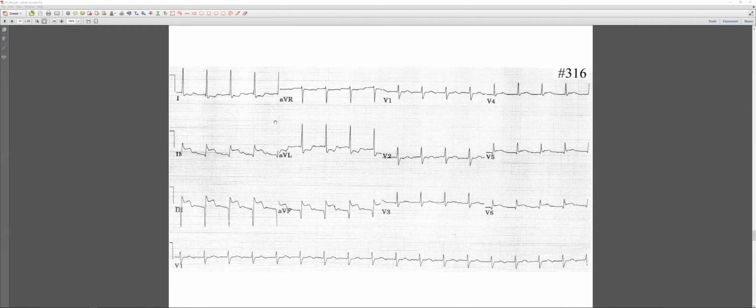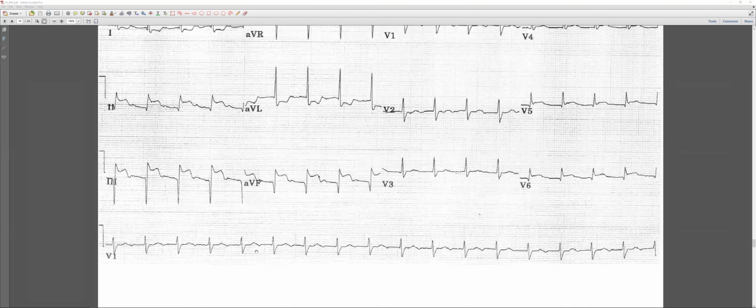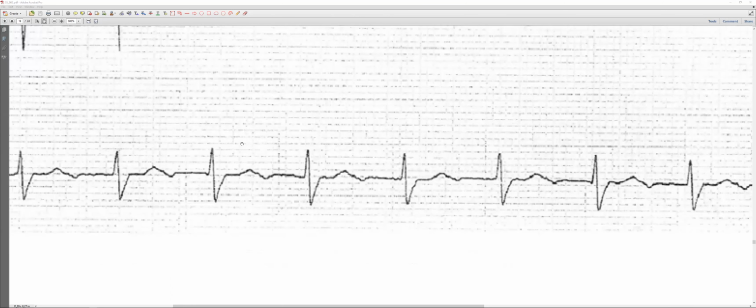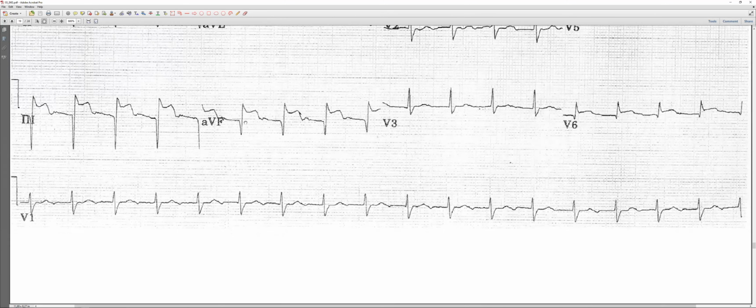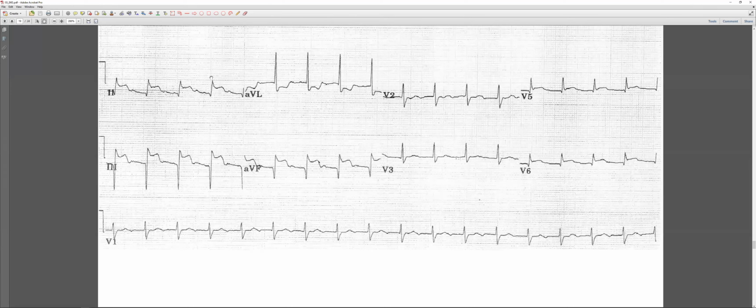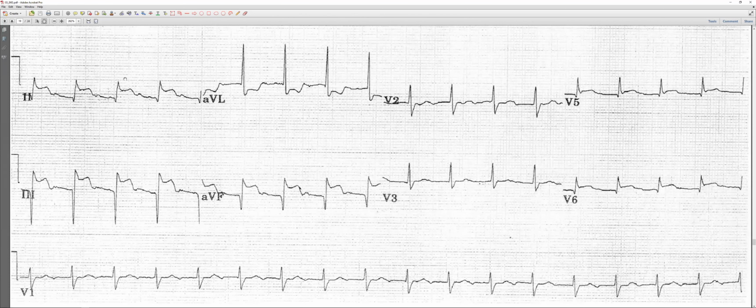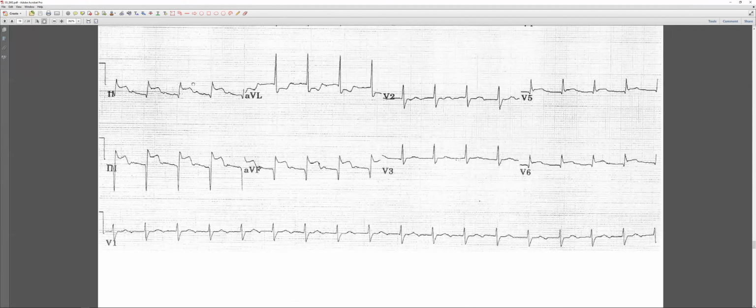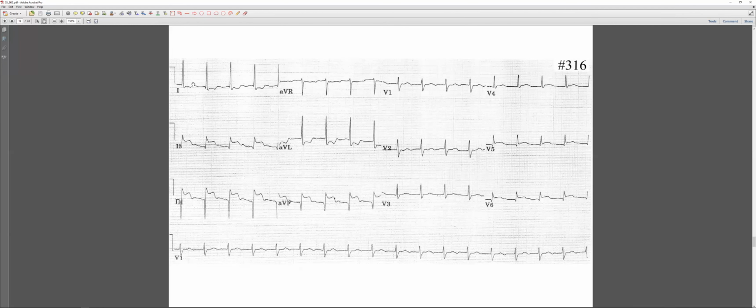about like 120, 110. I don't think so, because if you check, I'm zooming in, okay, and you will see that between the R waves you have almost 3 big squares. So I think it's maximum 100, but not more than 100. For example, here you can see 1, 2, 3, so that's around 100. Okay. Good, go on. So it's not tachycardia. And I cannot see a P wave.